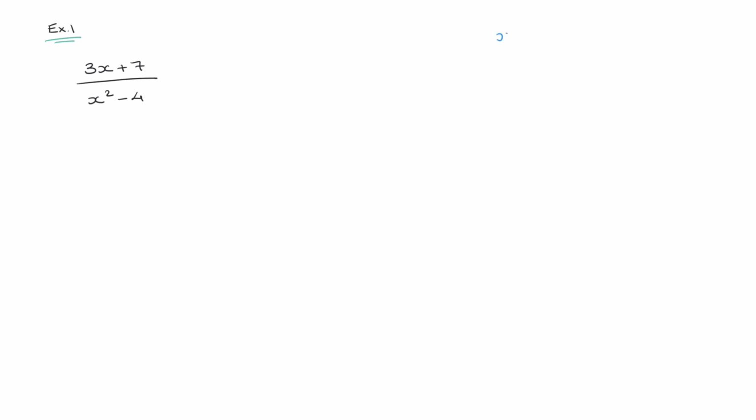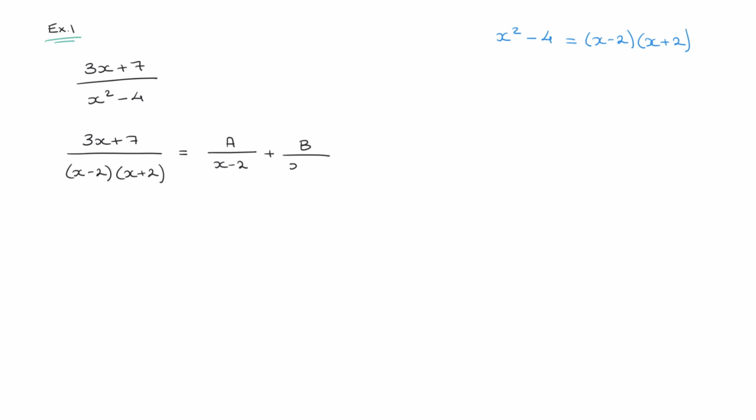Indeed, I have no doubt that you're comfortable with me writing x squared minus 4 equals x minus 2 times x plus 2. And so using this result, we can go ahead and state that this whole fraction is the same thing as 3x plus 7 over x minus 2 times x plus 2. Okay, now the whole idea is to use these 2 linear factors to state that this entire fraction is equal to some number which we'll call a over the first linear factor, x minus 2, plus another number which we'll call b over the second factor, x plus 2.